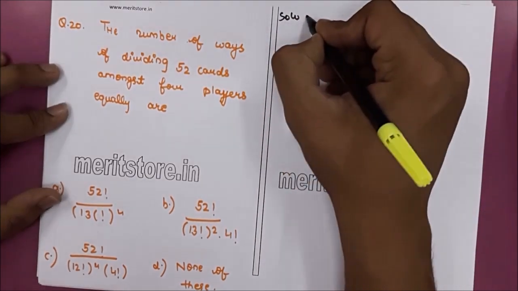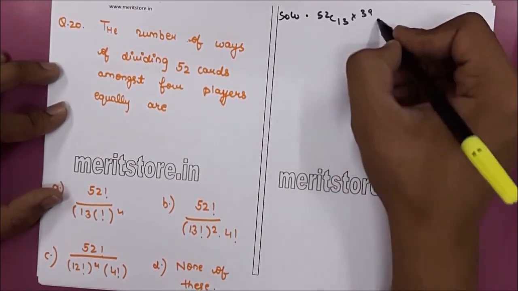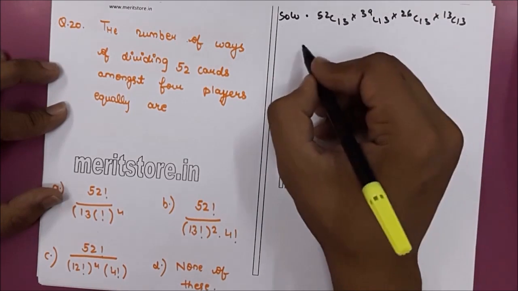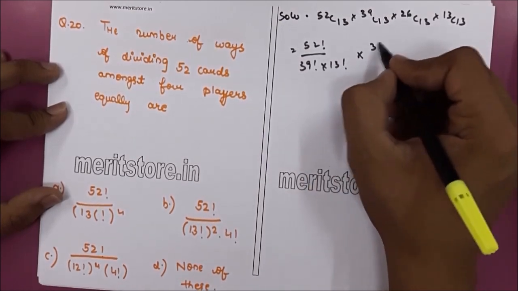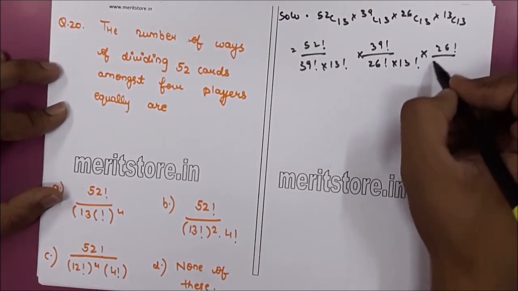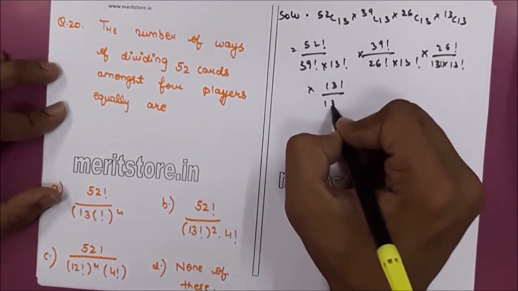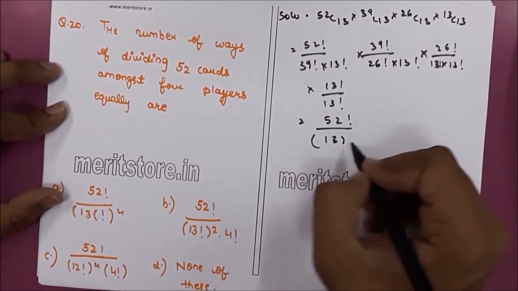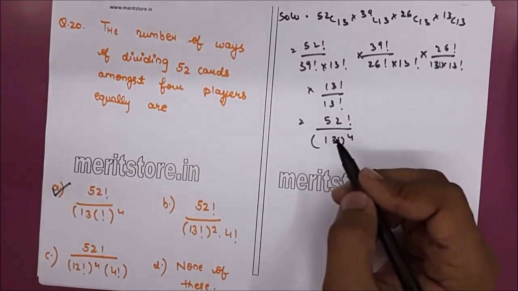Therefore the solution is, required number of ways is equal to 52C13 into 39C13 into 26C13 into 13C13, that is equal to 52 factorial upon 39 factorial into 13 factorial into 39 factorial upon 26 factorial into 13 factorial into 26 factorial upon 13 factorial into 13 factorial into 13 factorial upon 13 factorial, that is equal to 52 factorial upon 13 factorial raised to 4. Therefore option A is correct.